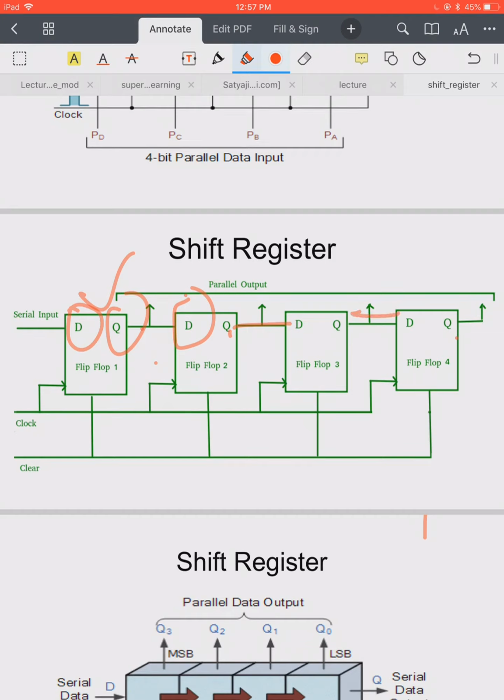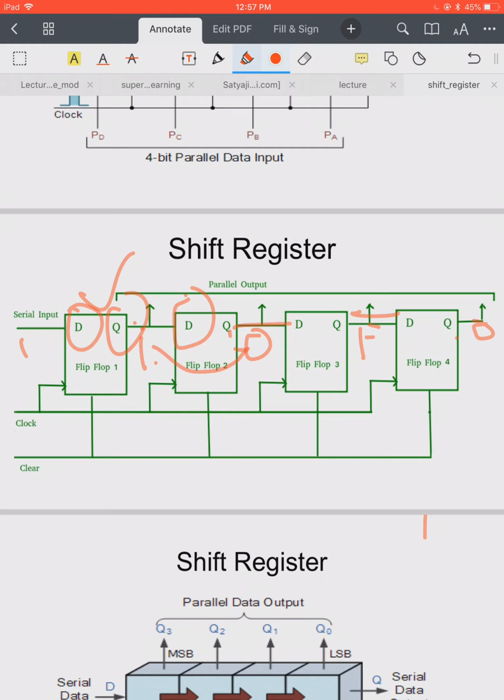So what will happen is that in every clock pulse, suppose this data is 1, this data is 0, this data is 1 and this data is 0. Suppose in every clock pulse this data will be shifted to the right or left side depending on the shifting operation. Okay, so in every clock pulse the data from the first flip-flop will be shifted to the next flip-flop.